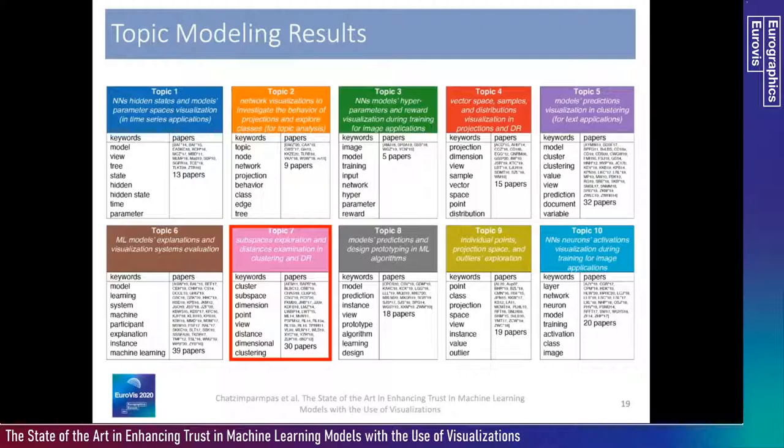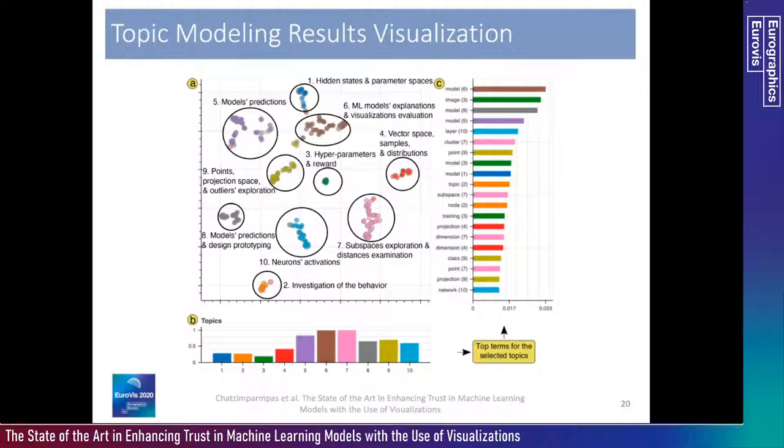View A is a t-SNE projection of the 200 papers according to their topic assignments. The tightest cluster, for instance, is color-encoded in green and related to neural networks, models, hyperparameters, and visualization of reward during training for image applications. Most clusters are well separated, showing a clear distinction in the topic assignment of the papers. But there is some overlap between topics 6, 1, and 9, for example. This happens because topic 6 is about machine learning model explanations, which is rather generic, and it includes topics concerning deep learning and projections, as is topic 1 and topic 9.